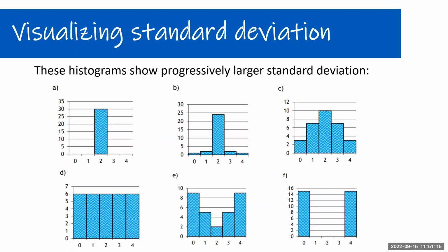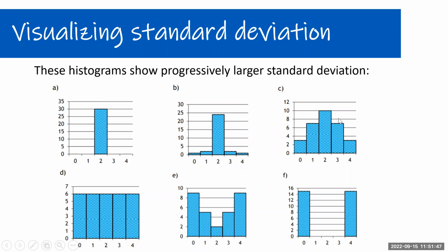If we want to visualize standard deviation, we can see that these histograms are progressively larger standard deviations. With our first one, between 1.5 and 2.5, all of our data is clustered right there. Our data isn't very variable at all. So we have the lowest standard deviation from all of these right here. In B, we get a little bit more standard deviation because we're starting to see some data spread out a little bit. Not a lot of the data is spreading out, but it's spreading out nonetheless.